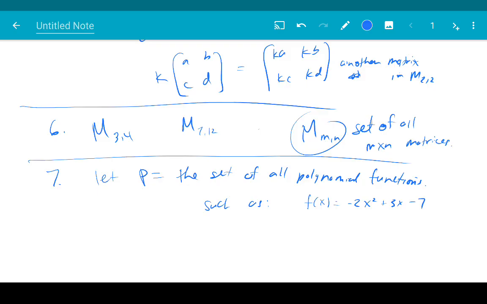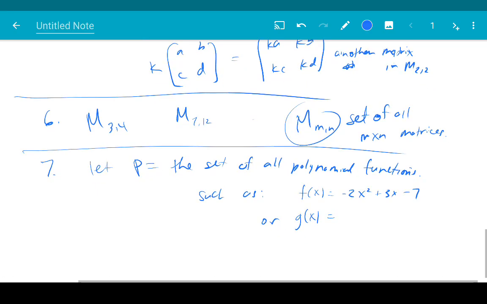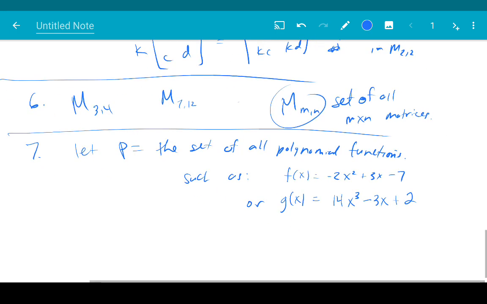Polynomial, you probably recognize the form of a polynomial. Let's call another one G. How about 14x to the third minus 3x plus 2, for example. There's another polynomial. This one's a third degree polynomial because the highest degree is 3. This one's a second degree polynomial. There's no limit on the degree. To be a polynomial, it just has to be terms where it has x's and powers of x and constants.